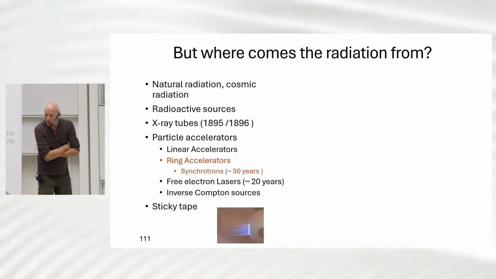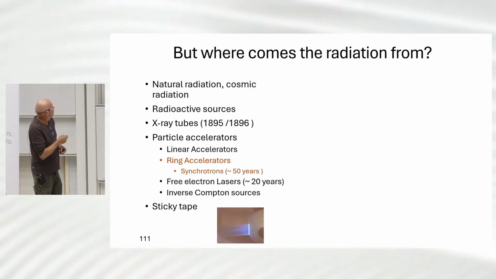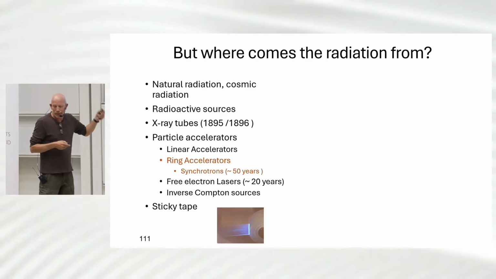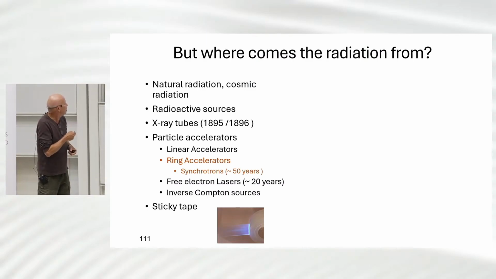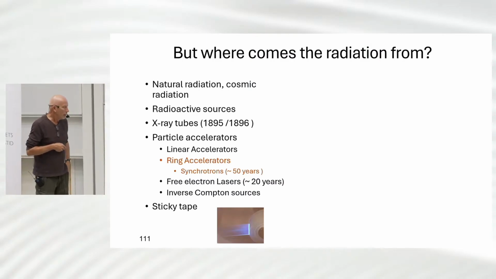Where does the radiation come from? So we have many radiation sources. Cosmic radiation, we have radioactive sources. But for 120 years or so, we have X-ray tubes that are generating X-rays, and we have particle accelerators. And I will concentrate on ring accelerators here, or they are also called synchrotrons.